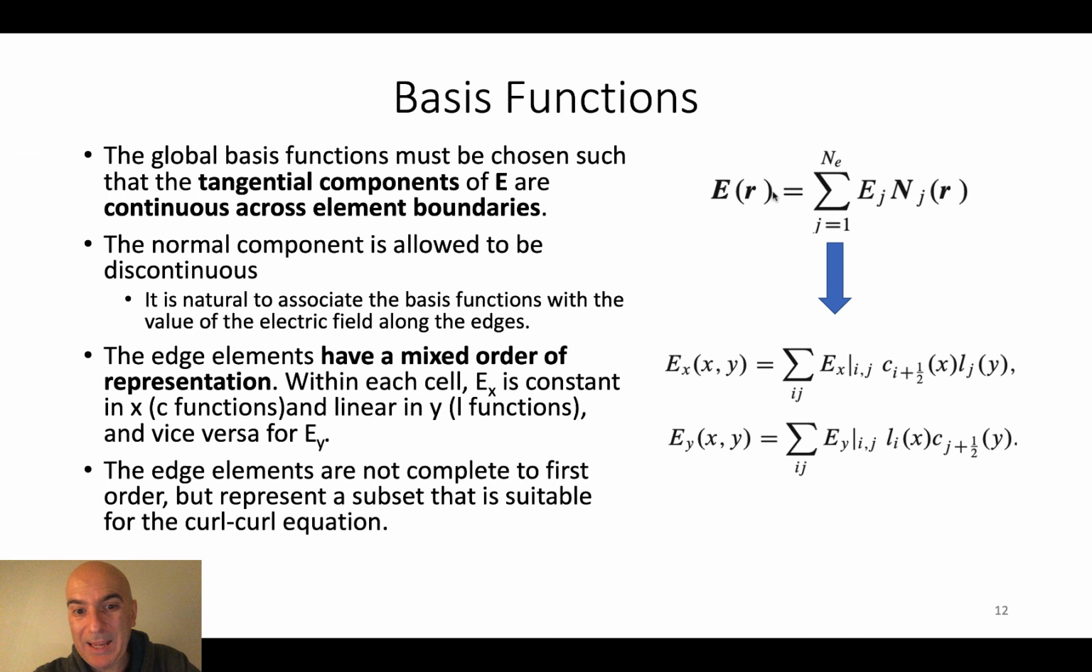Our representation using the nodal function, the original one, can be decomposed in this way. So we have a vectorial quantity here, and then we use our edge elements, and we derive these two representations for the two components of the electric field. Note that the edge elements are not complete first order, so they are mixed first order and constant, but represent a subset that is suitable for the curl equation.